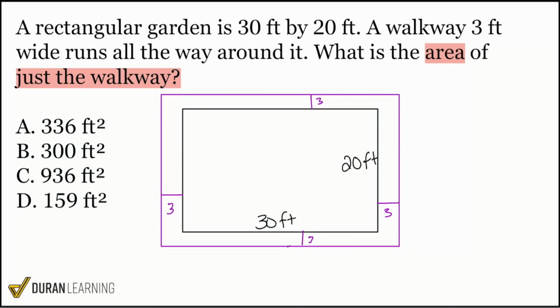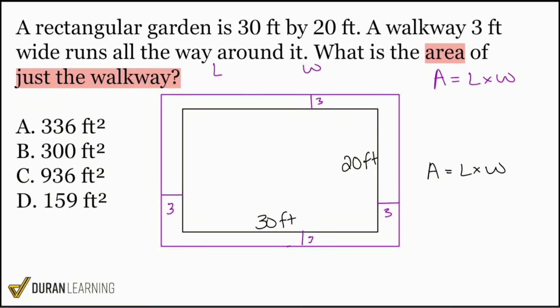So here's what we're trying to do. We're trying to just get this area right over here. And to only get the walkway's area, we're going to take the area of the purple part, the big rectangle, and we're going to subtract the area of the smaller garden, the rectangle on the inside. That's what we're trying to do. So with that said, my party people, what is the new length and the new width?